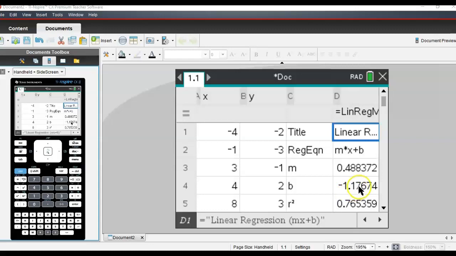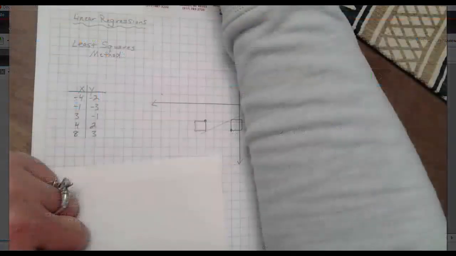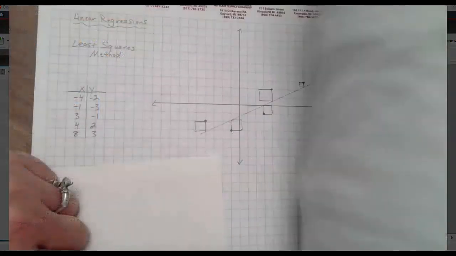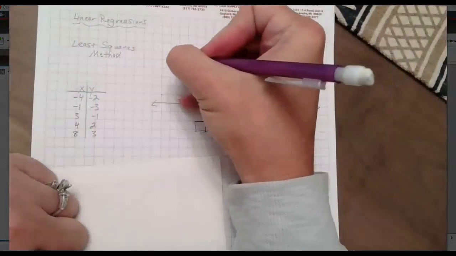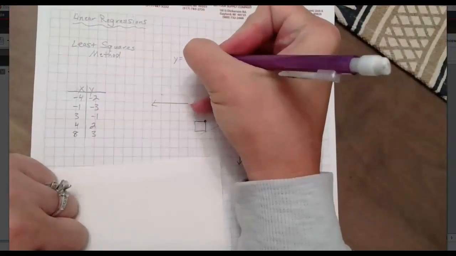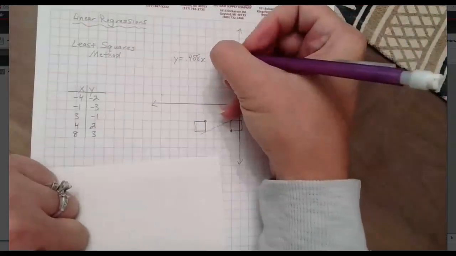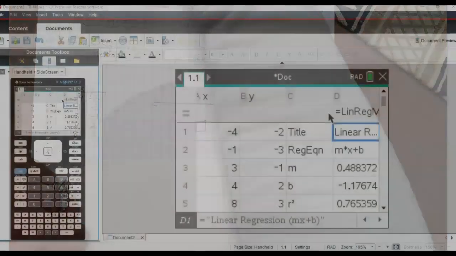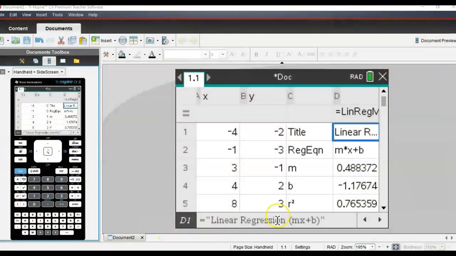Interesting. Very interesting. You know what? I'm going to take a moment and I'm going to write that down in my paper. What was that again? I got to go back and check because I already forgot my numbers. Let's see here. 0.488 was my slope, so y equals 0.488x, so mx plus b. There was actually a negative number, so I'm going to put a minus there. And again, going back to look at it real quick, that was 1.1767. How accurate do I want to be?